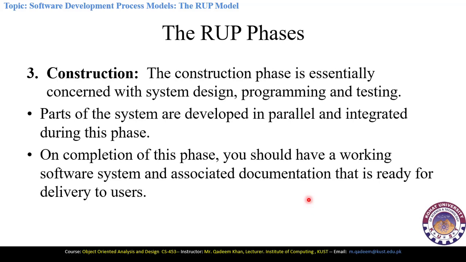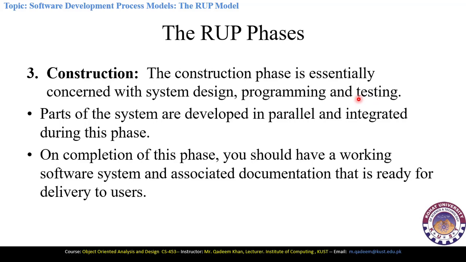The next phase is the construction phase. As its name indicates, in this phase, system design, programming, and testing are performed. So first of all, the system is designed. The design is developed in UML. After designing, the system programming is performed. The programming will be done using different programming languages like C++, Java, C Sharp, etc. And at the end, we have the testing of the system.